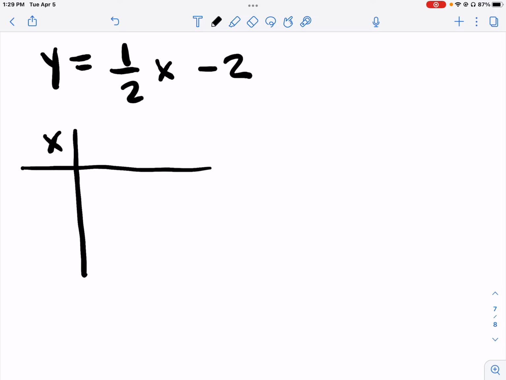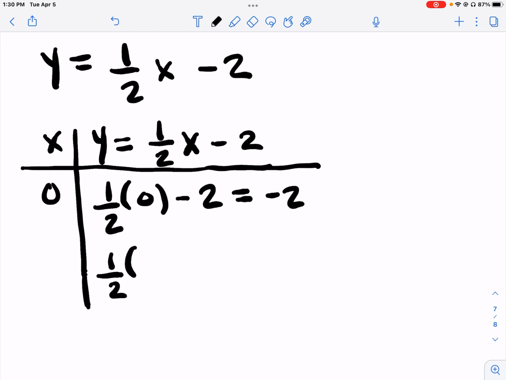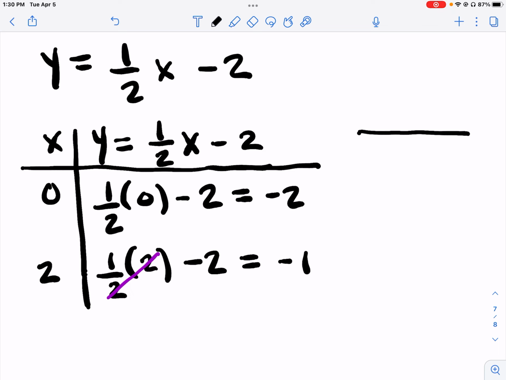I'm going to make a table. Y is 1/2 x minus 2. Put in 0. 1/2 times 0 is 0, minus 2. Okay, now because of the 1/2, I'm going to plug in 2 here for x. And what does that make happen? That makes those 2's cancel out. So 1 minus 2 is -1. Okay, so what are the points? 0, -2, 2, -1. 0, -2 means over 0, down 2. 2, -1 means right 2, down 1.